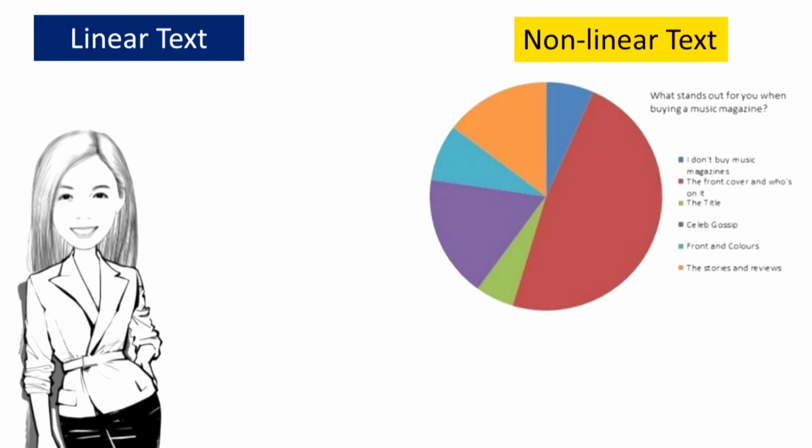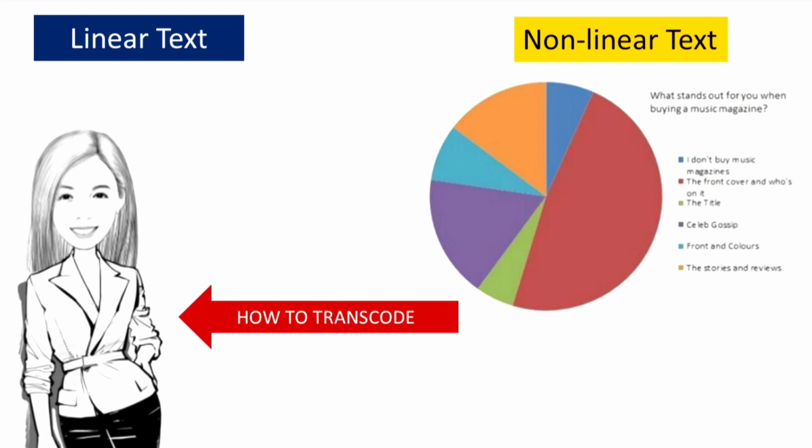Our non-linear text in this example is a pie graph. Now, we're going to transcode this non-linear text to linear text. And these are the simple steps we can follow.